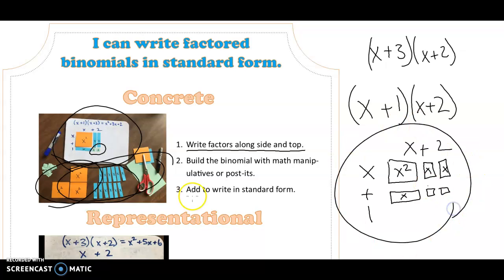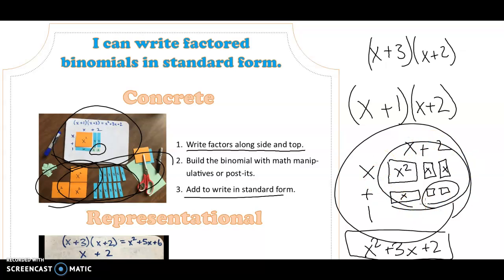After we've built it, we have step 3 where we write it in standard form. So we say, okay, how many x squareds do we have? Oh, we have 1. Plus, how many x's do we have? Oh, we have 3. And how many units do we have? We have 2. So there we go, now we have it in standard form. We could also take these units and bring them down instead of writing it. We could just pull the post-its down so that we would have our x squared, and we could write plus, and then put our 2 units here, and then a plus, and then put those little units there before we even went to the abstract of writing that.